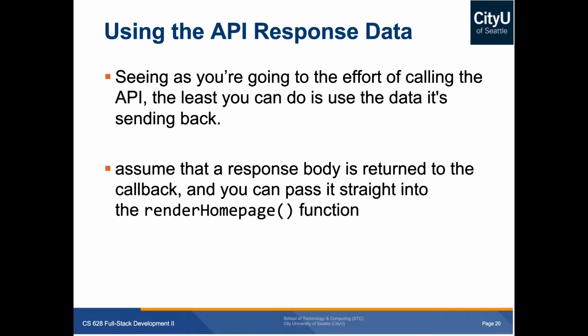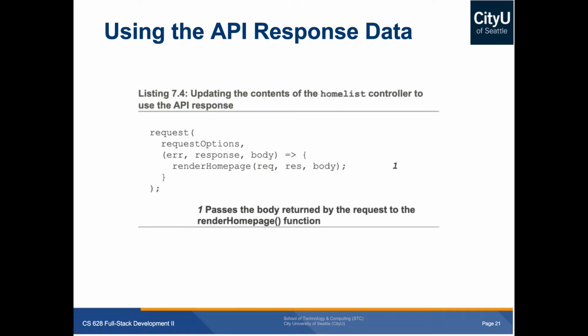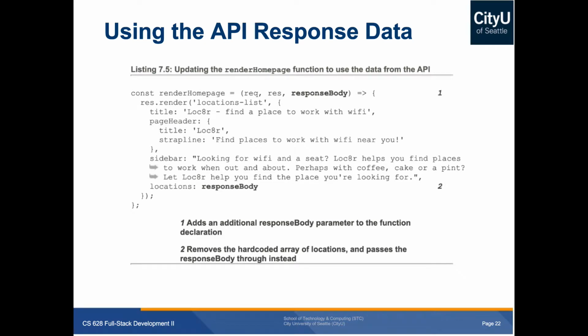Assume that the response body is returned to the callback, and you can pass it straight to the render homepage function. Okay. So yep, you just called another function inside of the callback function. And then in your render homepage, we mentioned this, you want to render the location list pug template, and we want to change the locations, right? Instead of a hard-coded array of locations, we want to use the response body as part of it.